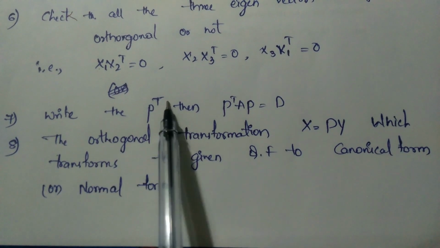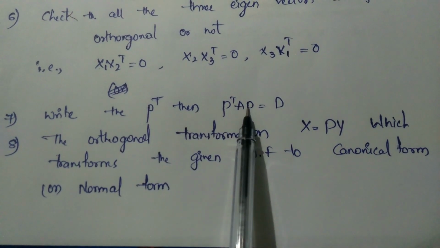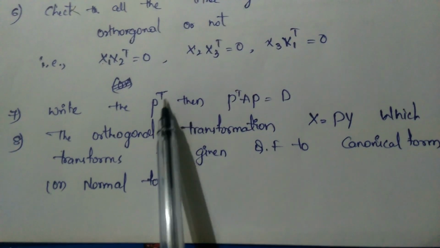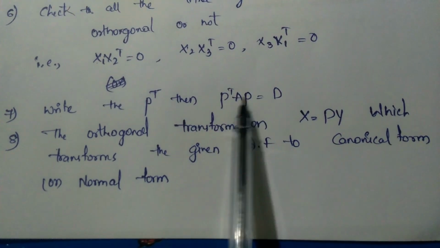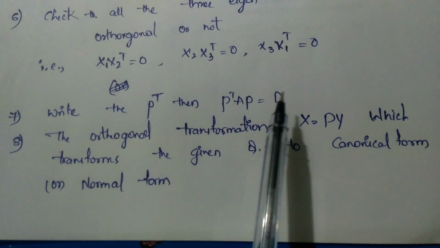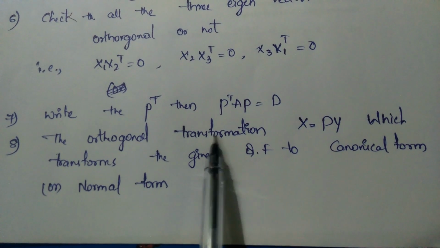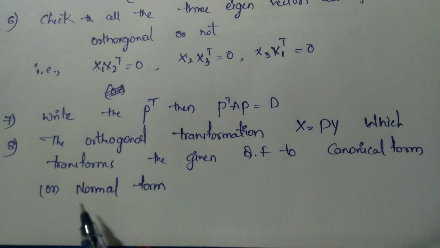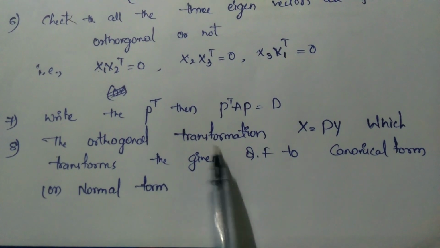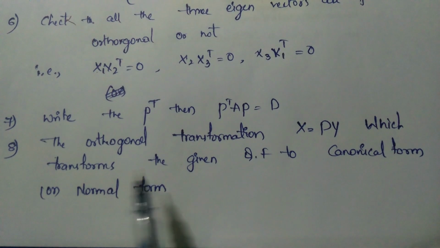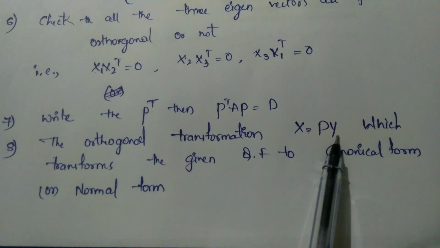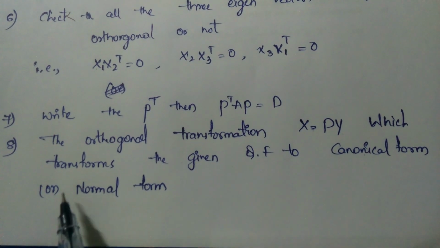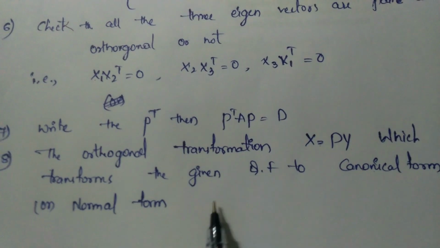Write the P transpose, then P transpose A P is equal to D. We need to write the transpose of the model matrix. Then P transpose A P is equal to the diagonal matrix D. The orthogonal transformation X equals Py transforms the given quadratic form to canonical form or normal form. So this is the orthogonal transformation, and it transforms the quadratic form to canonical form and normal form. These both words mean the same.